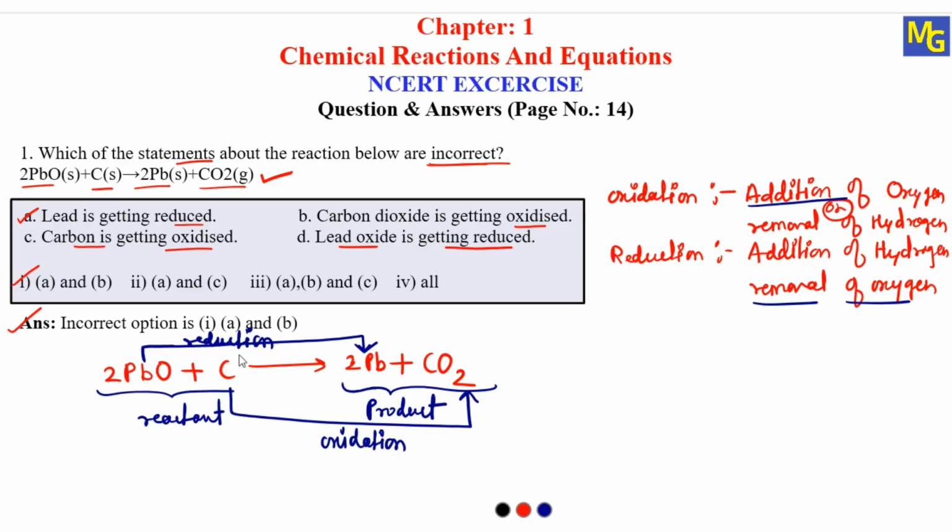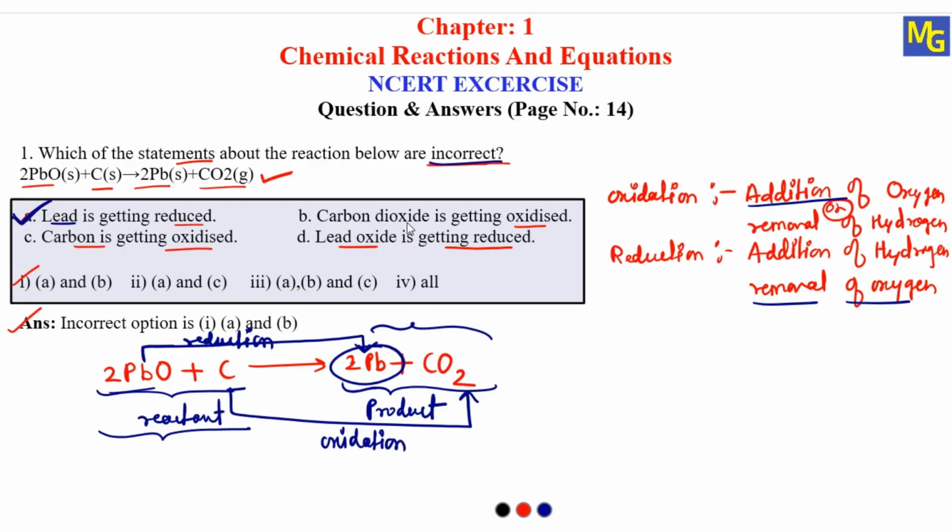So according to the definition, in this reaction PbO is undergoing reduction and carbon is undergoing oxidation. Now we will see our options. Lead is getting reduced. But if you see the reactant side, there is no lead. Lead is on the product side, so lead will not undergo reduction. Remember, lead is present on the product side, so it will not undergo reduction. So this is the incorrect, the wrong statement.